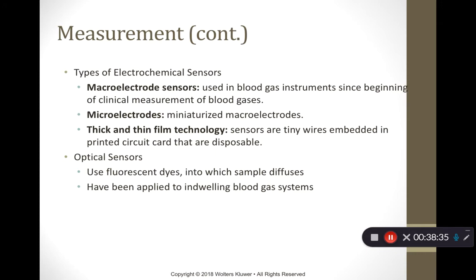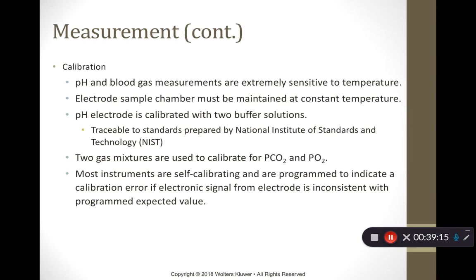There are 2 types of electrochemical sensors, the macroelectrode sensors and the microelectrodes. The macro are used in blood gas instruments since the beginning of clinical measurements of blood gases, and the micro are the miniaturized macroelectrodes. There are thick and thin film technologies as well, and these are sensors that are tiny wires embedded in a printed circuit card that are disposable. You can also use optical sensors, and these use fluorescent dyes into which the sample diffuses, and they have been applied in indwelling blood gas systems as well.